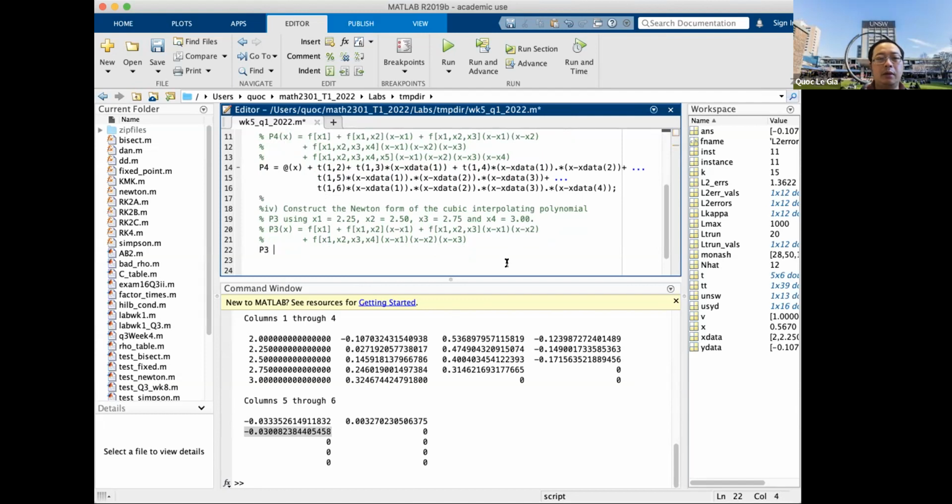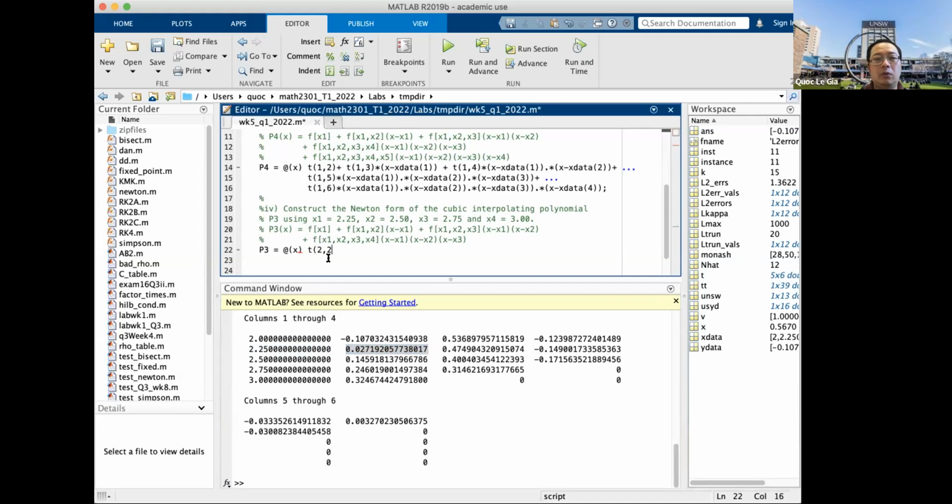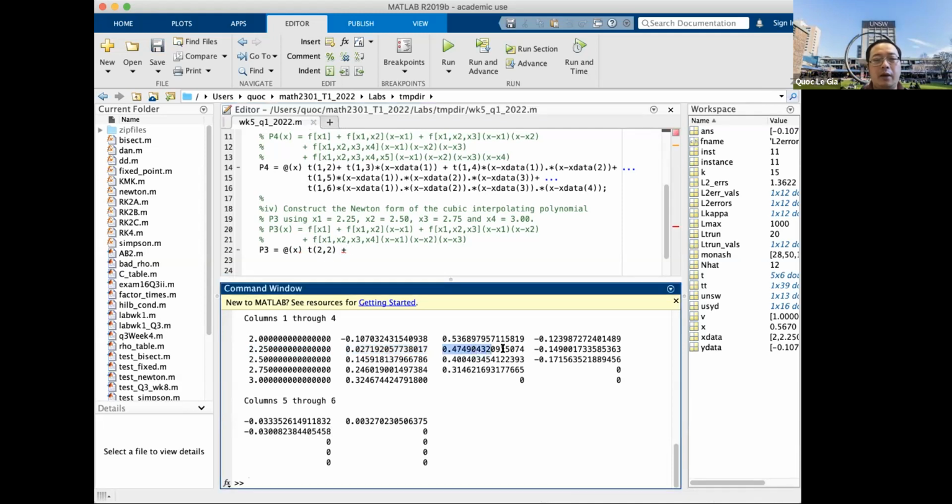So now you write P3 equals an anonymous function of x. Sorry, I should remove the plus here. Start with just f(x1). So now where is my f(x1)? T22, yes, because this one is my f of x1. Remember, x1 is now 2.25, right? So this one is f of x1, so it should be T22, and then the divided difference coefficient here is f[x1, x2].